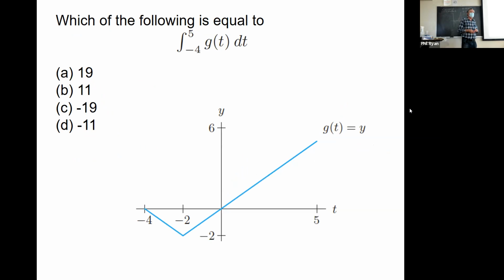Now, typically, it's hard to find definite numbers unless the functions are really simple. And this one is simple because the functions are straight lines. So that means the areas are going to be rectangles or triangles, and we know how to find areas of rectangles and triangles. So which one of those is going to be that integral?